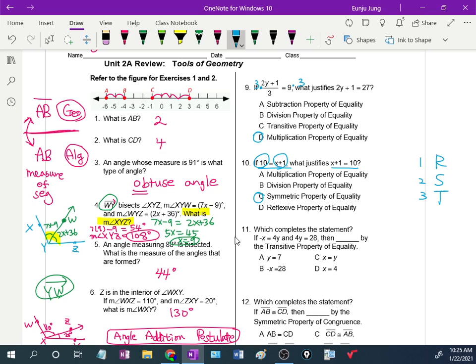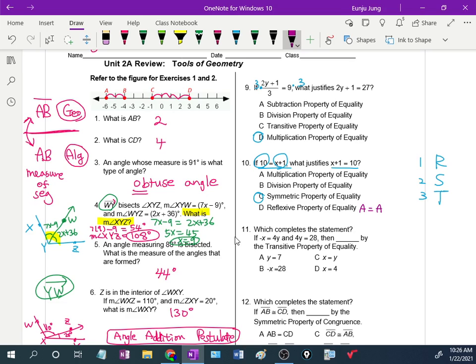You switch left and right hand side, and then you can still keep the same equation. That's called the symmetric property of equality. Okay? What is reflexive property of equality then? I can say A is same as A. Okay? All right.